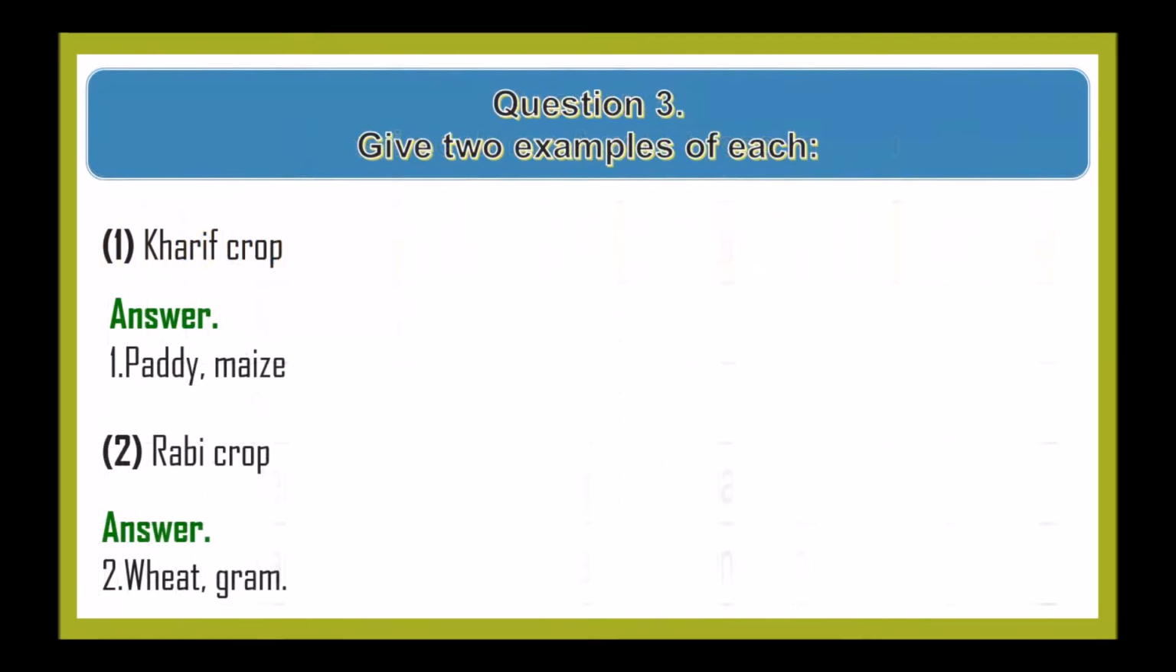The next question is, give two examples of each. Kharif crop, so paddy and maize. Rabi crop, wheat and gram.